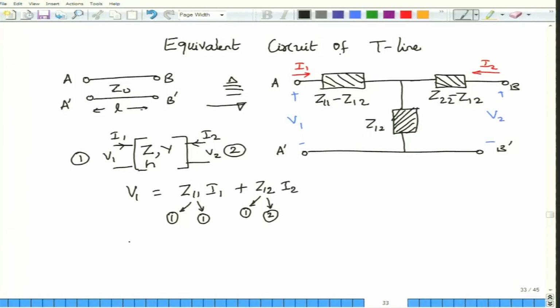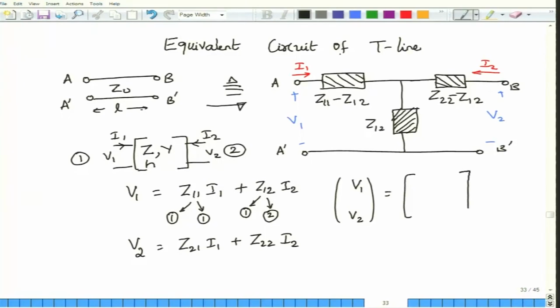Similarly, we have one more relationship for V2, where V2 is Z21 I1, with obviously the subscripts known to you, how to interpret them, plus Z22 into I2. We can in fact condense this notation by writing this set of two equations in terms of a matrix relationship. So, I have in this matrix Z11, Z12, Z21 and Z22, with the currents I1 and I2 being considered as the input.